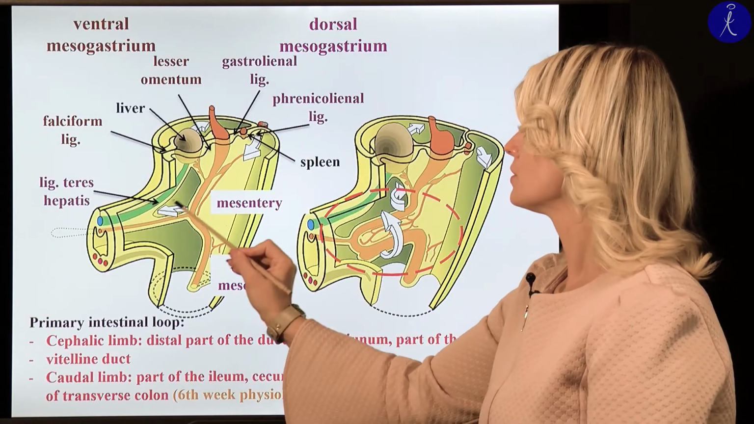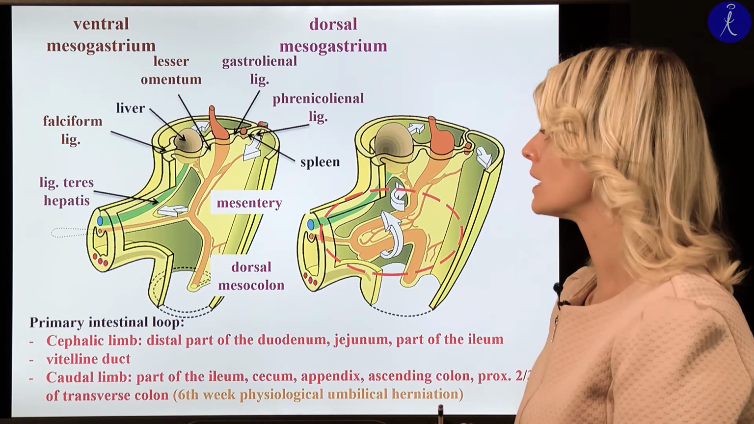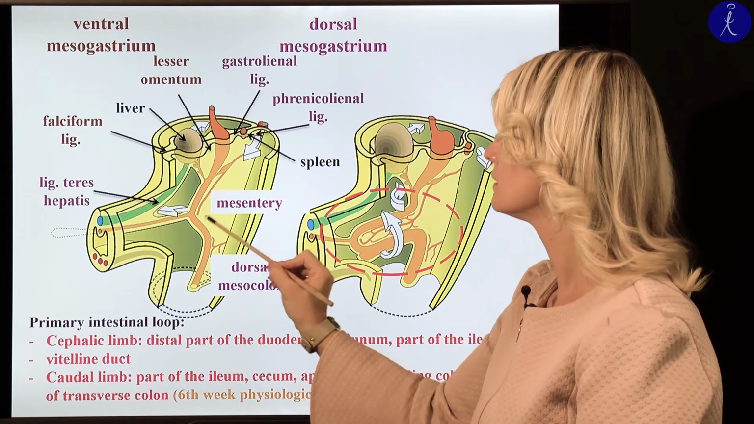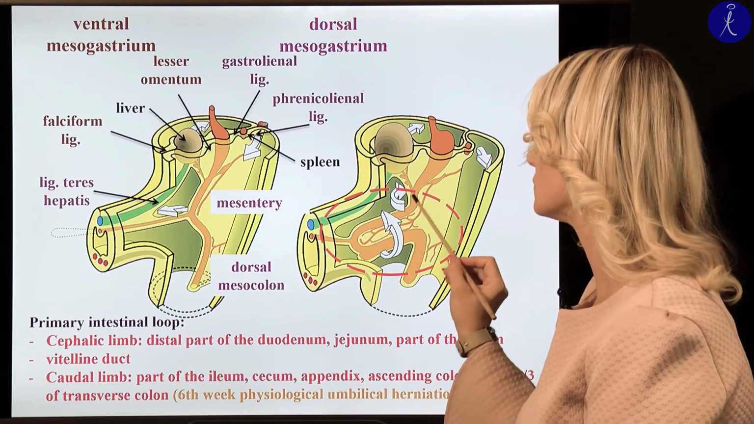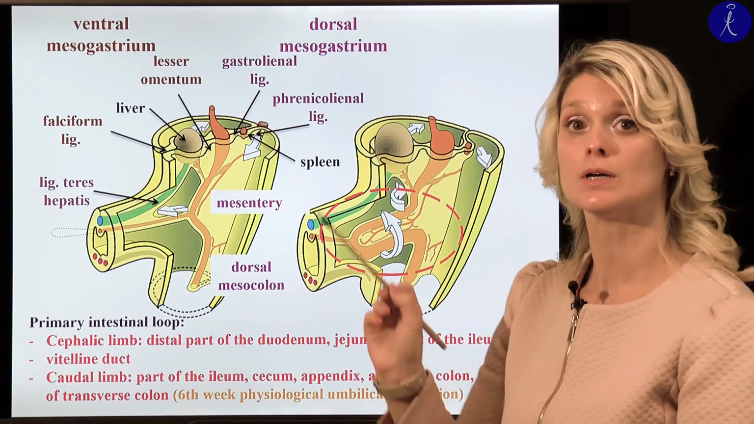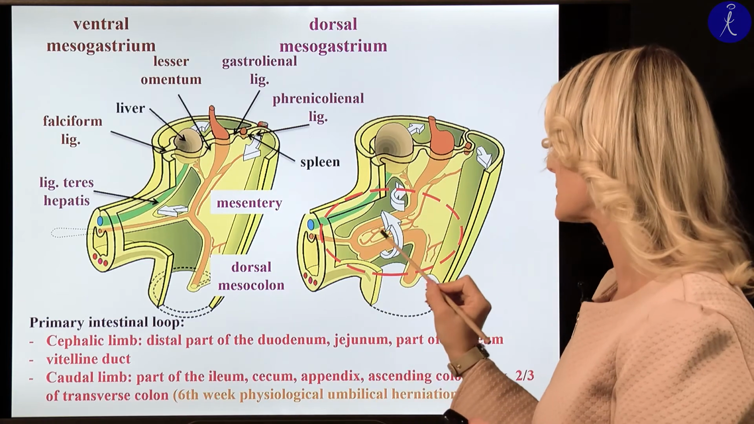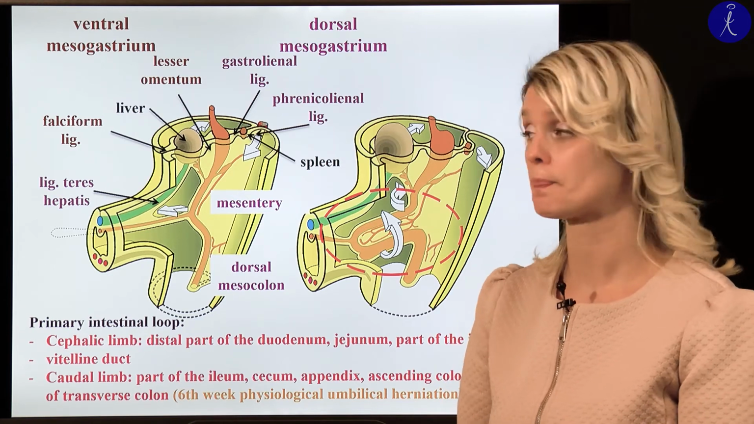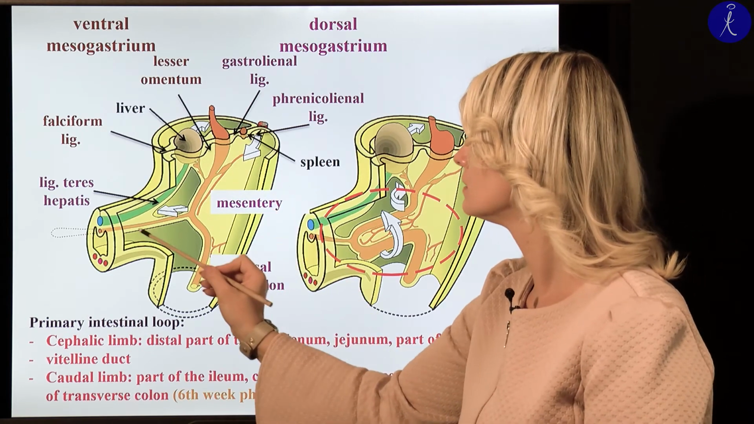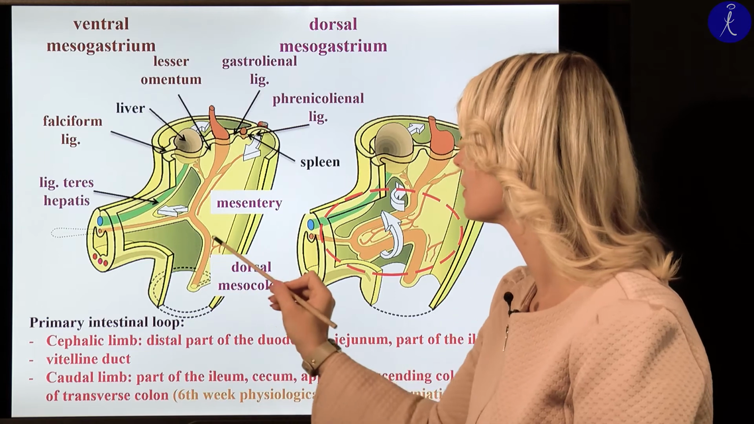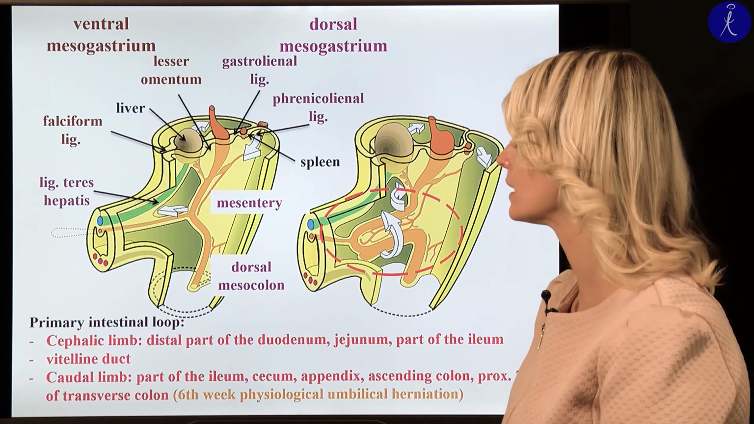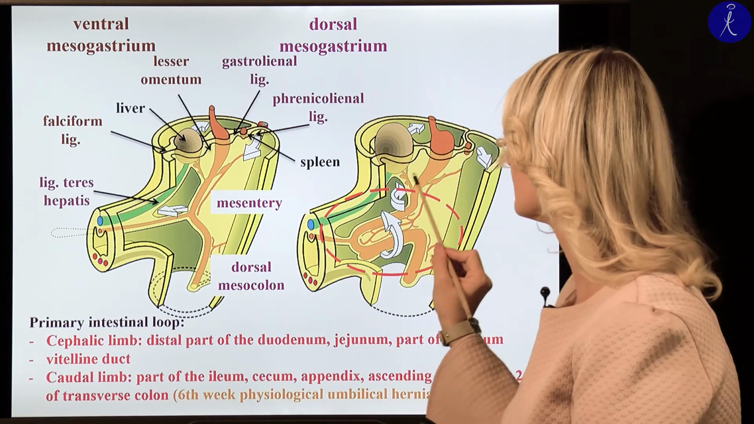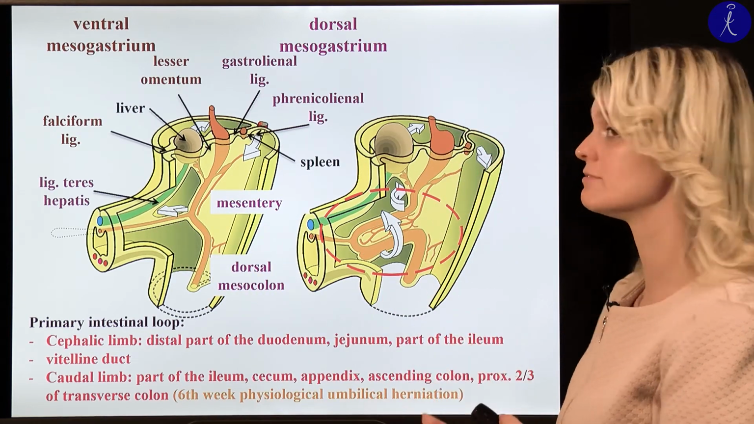This picture shows you the main parts of the midgut. From the midgut will develop the duodenum, jejunum, ileum, the cecum, the ascending colon, and the transverse colon until the 2/3 of it. Because of the very active, excessive growing, a primitive primary intestinal loop will develop.